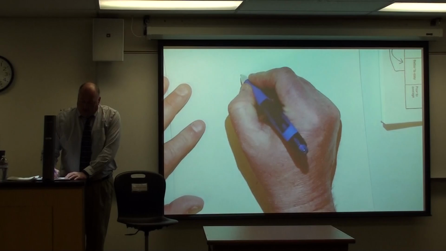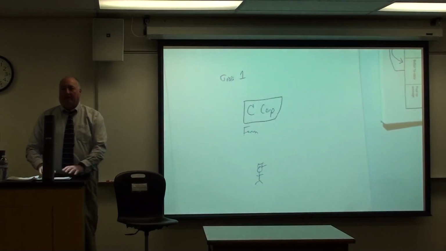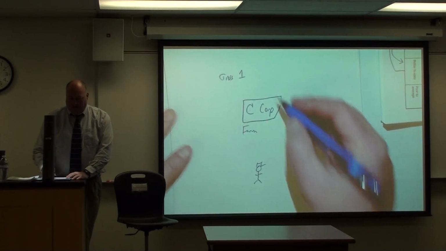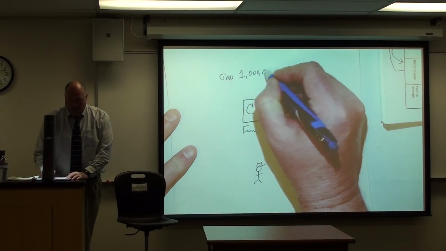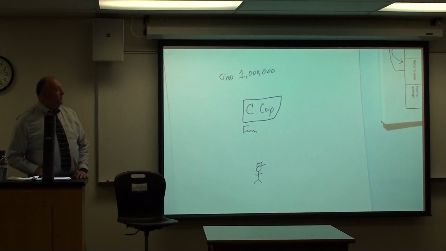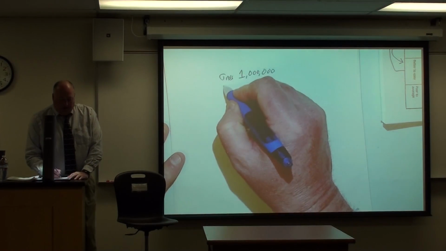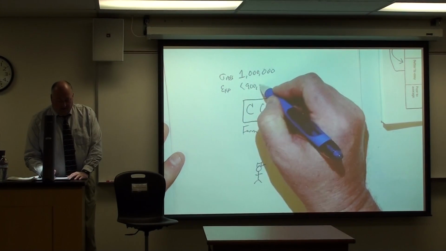So let's say that the corporation, and again, don't worry, I'm not going to make you diagram this out, all right? I just want to illustrate how this is going. So gross income, let's say $1 million for the year. So the gross income, $1 million from selling grass seed or livestock or whatever, right? Expenses for the year, $900,000.